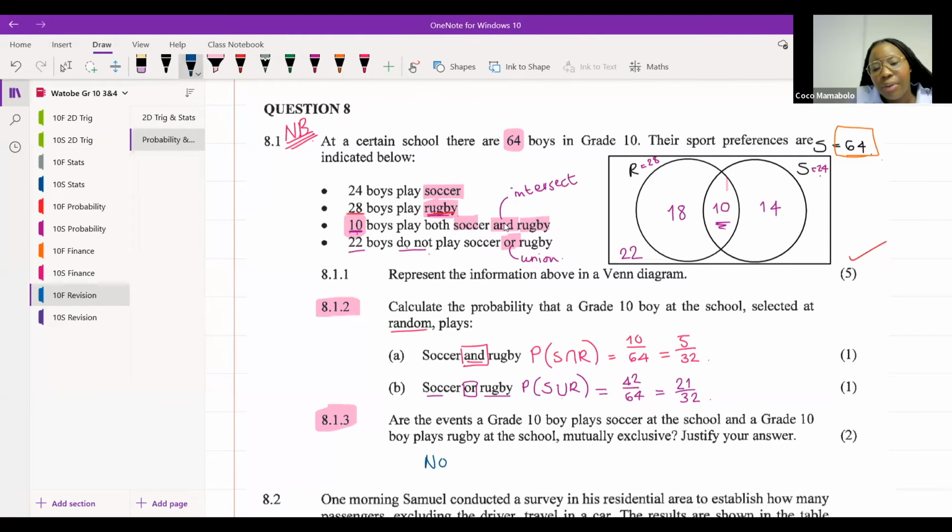No, they're not. The reason we can say that is because the probability of S intersection with R is not equal to 0. Because the probability of them together is not equal to 0, it's not mutually exclusive. It's only mutually exclusive if they don't have anything in common. Does that make sense, Pamela? Yes, ma'am.